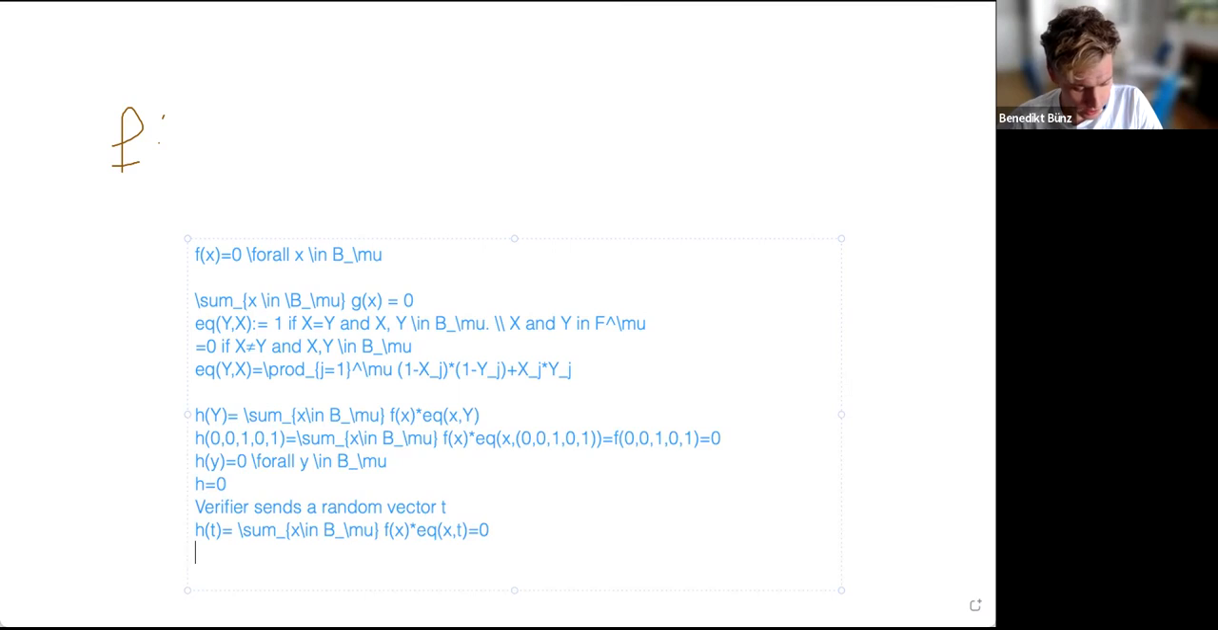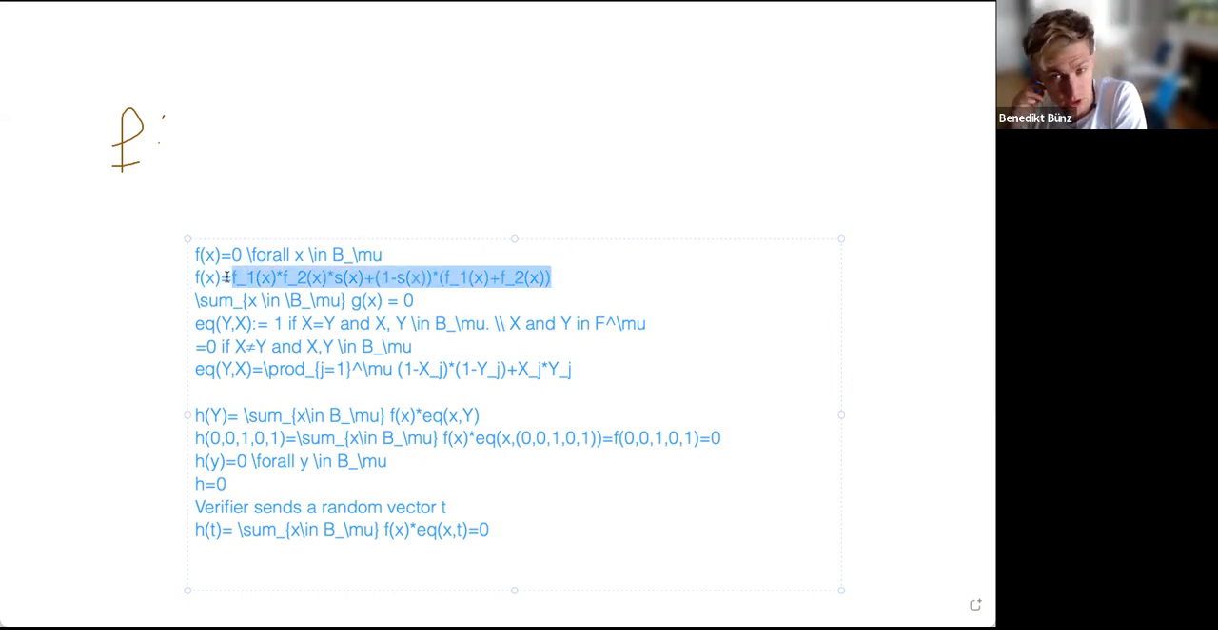I think there are multiple advantages. For example, one of the really interesting things is that, say, f is defined as a product. Let's say f of x is f1 of x times f2 of x times some selector variable, plus 1 minus selector of x times f1 of x plus f2 of x. It turns out that I never actually need to compute f explicitly. I can run the sum check using just the evaluations of f1 and f2, just using some dynamic programming.